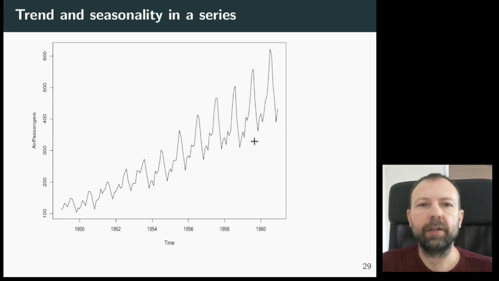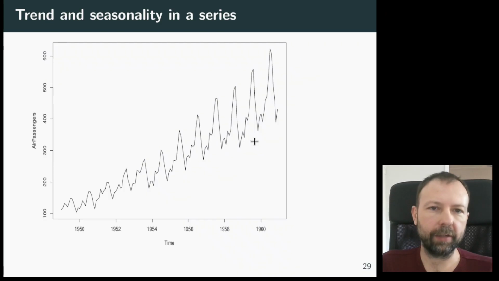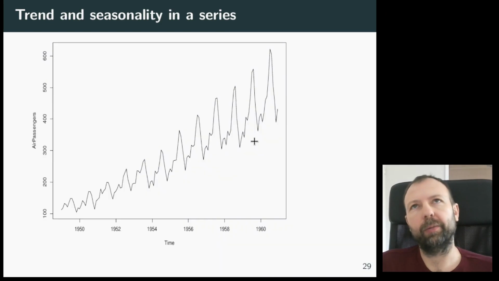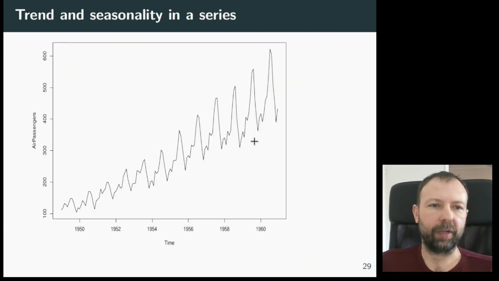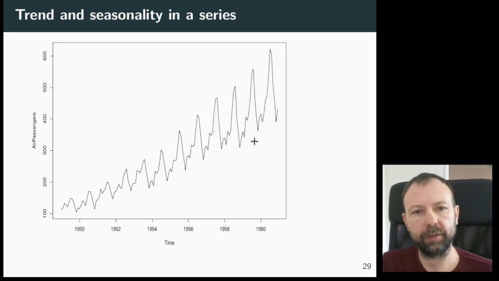Okay, now another very important concept are trend and seasonalities. So here you see a series that has an upward trend and seasonality, quite prominent seasonality. This is actually one of the most well-known time series, the air passenger time series. It's monthly numbers of air passengers in the US from, you see, the 1950s to the 1960s.